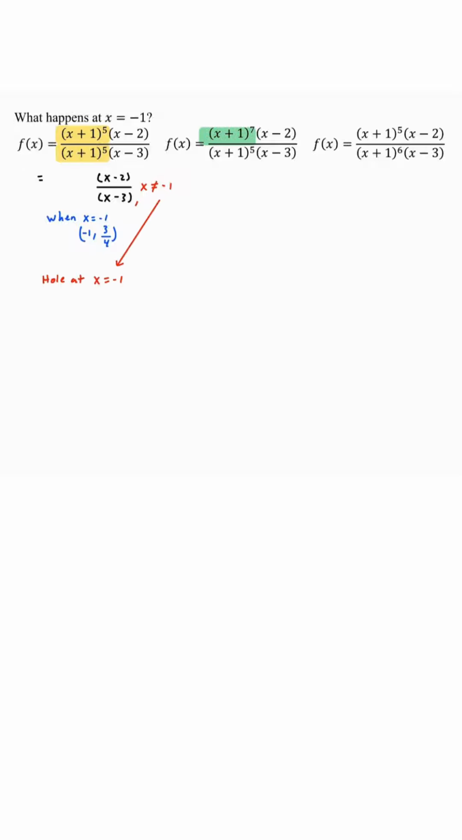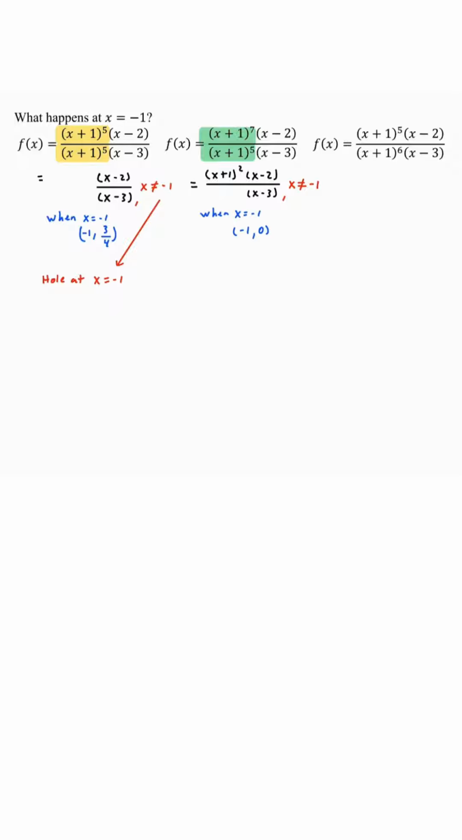Second example, there are 7 copies of x plus 1 in the numerator and 5 copies of x plus 1 in the denominator. Simplify this, you get the numerator (x plus 1) squared times (x minus 2), divided by the denominator x minus 3. Again, the unfactored version and factored version are not equivalent until you put x not equals -1.